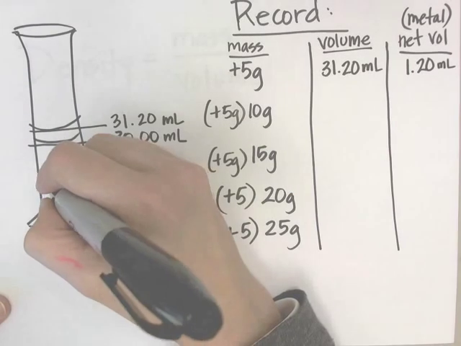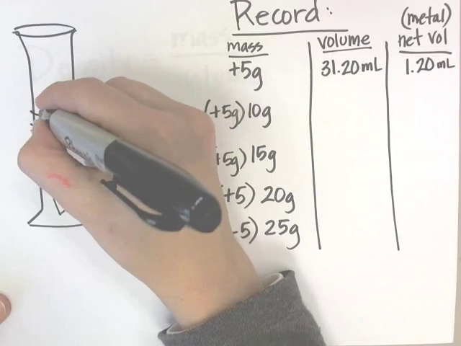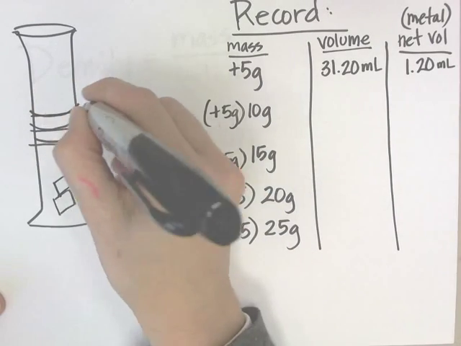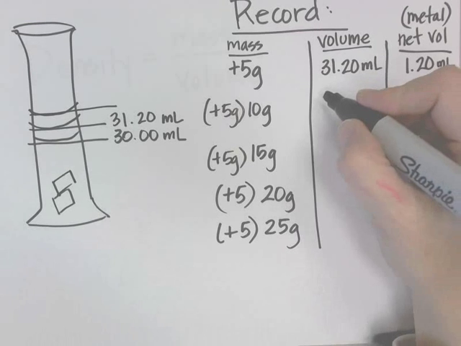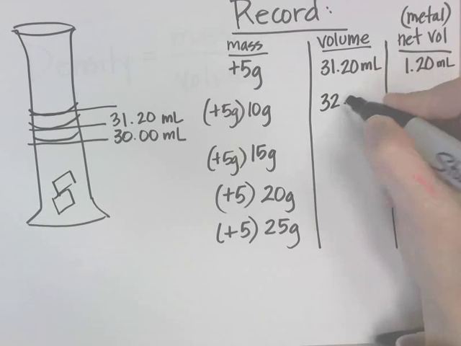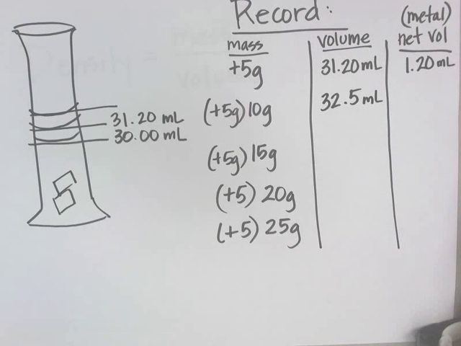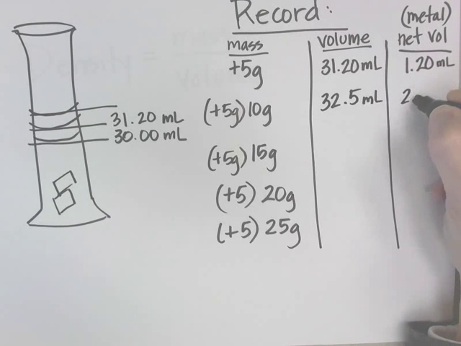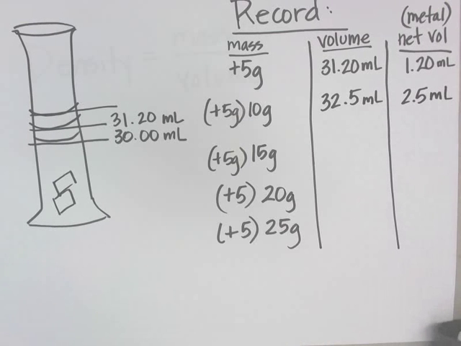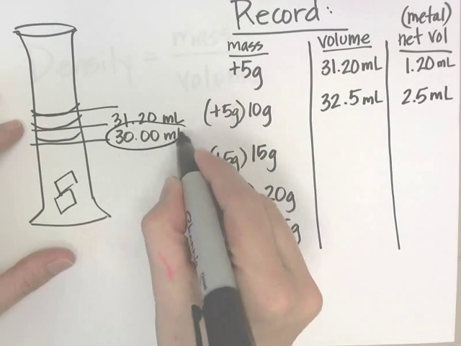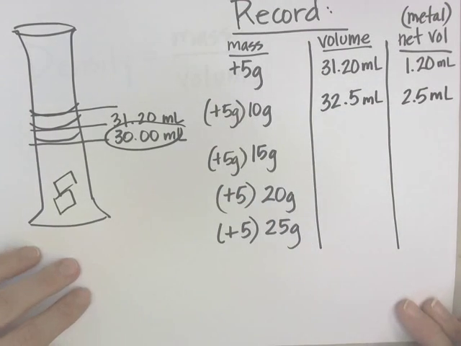Upon the next addition, the water level is going to go up even higher. You're going to record that as the next volume. Let's say it goes up to 32.5 milliliters. That means, of course, 2.5 milliliters are from the metal. So record the volume as you see it in Late Night Labs, and to find the net volume each time, subtract out the original 30 milliliters that are water.